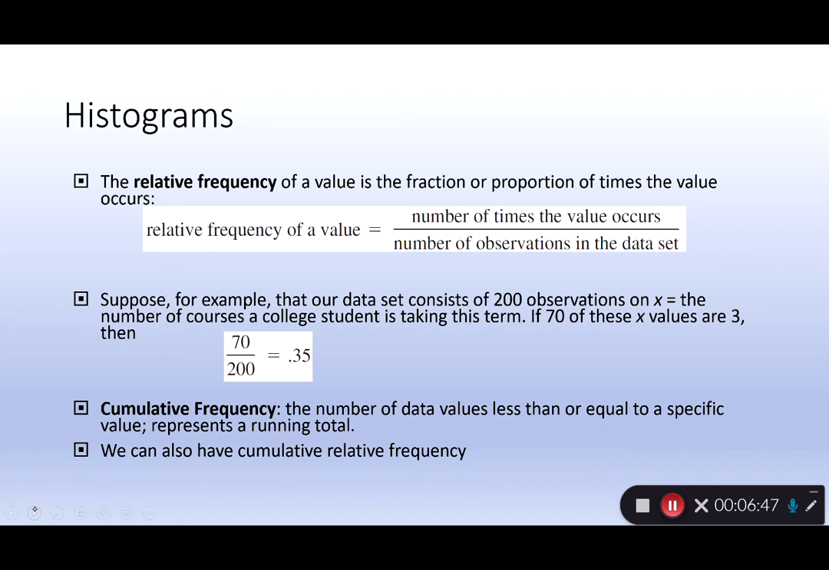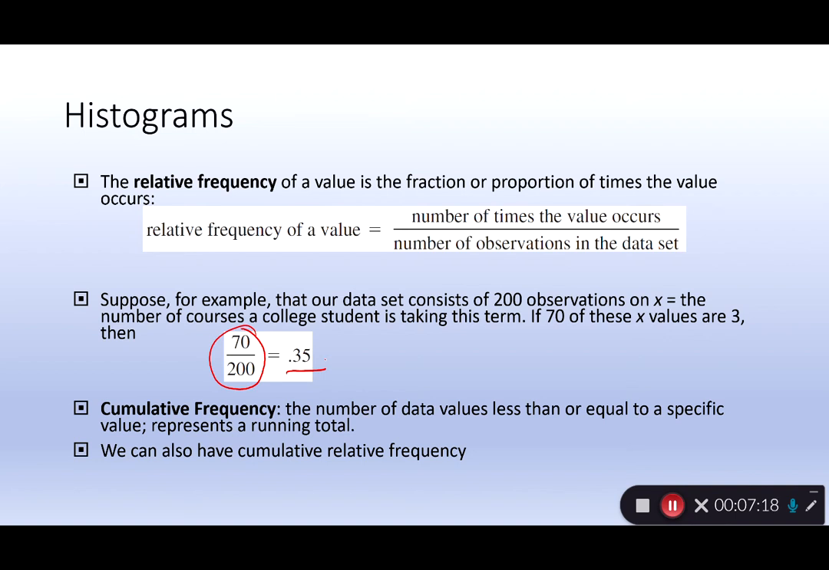For the number of courses that a student was taking in this term. Let's say 70 of those people said 3 courses. The frequency would be 70. The relative frequency would wind up being 70 divided by 200, or 0.35. Now the key to relative frequency, like I said, is we bring the number down. The numbers will always be between 0 and 1, and all of the relative frequencies should add up to 1.